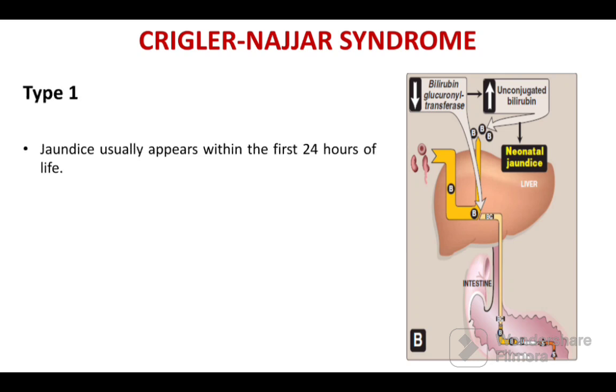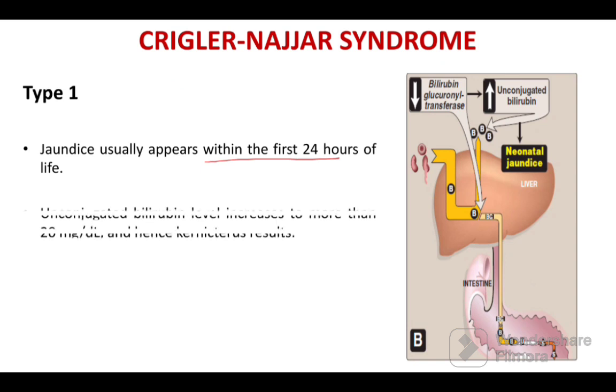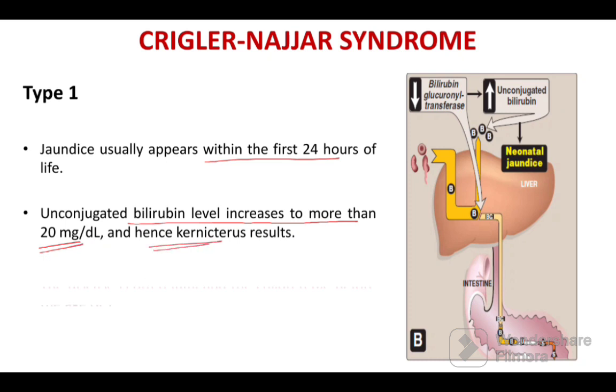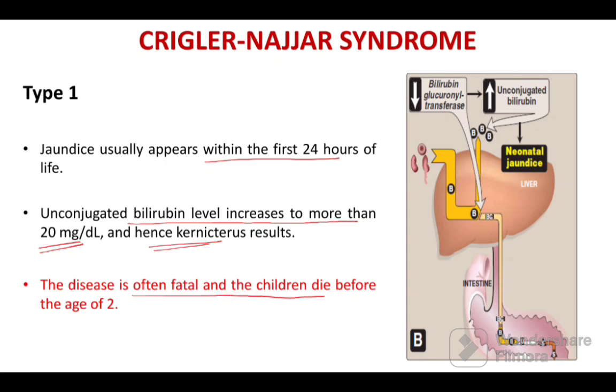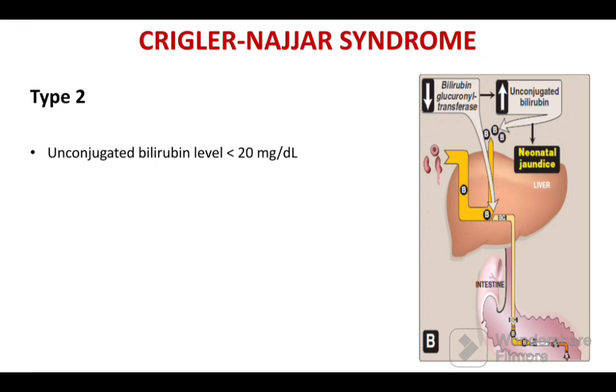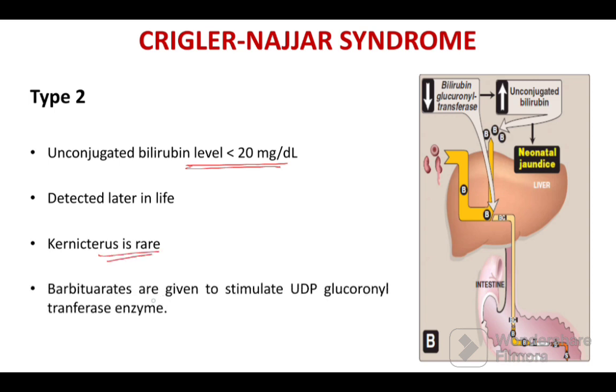In type 1, jaundice usually appears within the first 24 hours of life, and unconjugated bilirubin increases to more than 20 milligram per deciliter, which results in kernicterus. And the disease is often fatal, and the children die before the age of 2. Whereas in type 2, because there is only partial deficiency of the enzyme, the unconjugated bilirubin level is less than 20 milligram per deciliter. This is detected later in life, and kernicterus is rare. Barbiturates are given to stimulate the enzyme UDP glucuronate transferase.